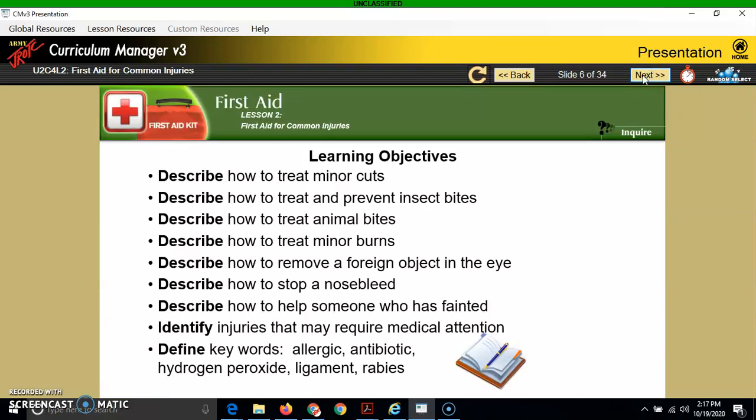So we're going to talk about treating minor cuts, how to treat and prevent insect bites, and how to treat animal bites, minor burns, removing objects from your eye, how to stop a nosebleed, and if someone has fainted, how to help them, and what requires further medical attention, and then our keywords.